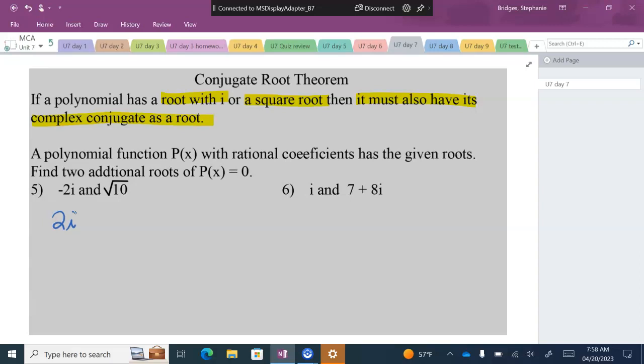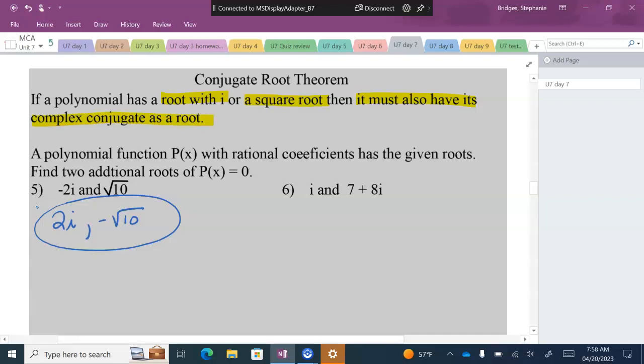And then the other answer is the square root of 10. Okay, that has a square root in it, so its opposite is also going to be a solution. So if I have a positive square root of 10, what's the opposite of that? A negative square root of 10. Okay, so those are my 2 other roots. I don't even know what the equation is, but I know that those are 2 other roots because of the first 2 roots that they gave me. If it's not imaginary and if it's not a radical, then it doesn't require the opposite as a solution.